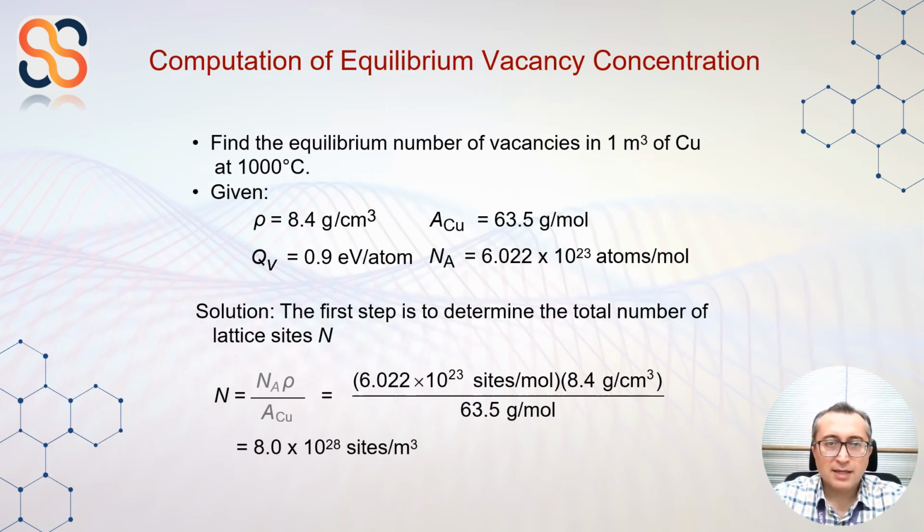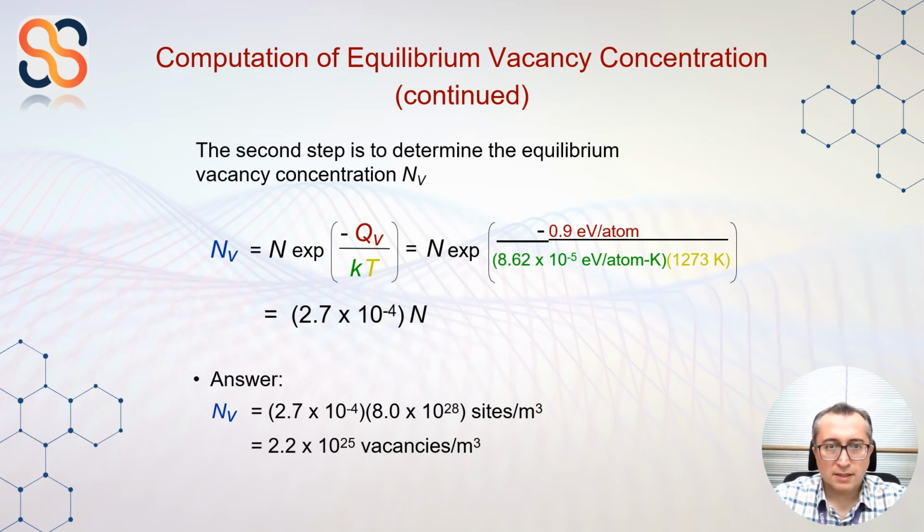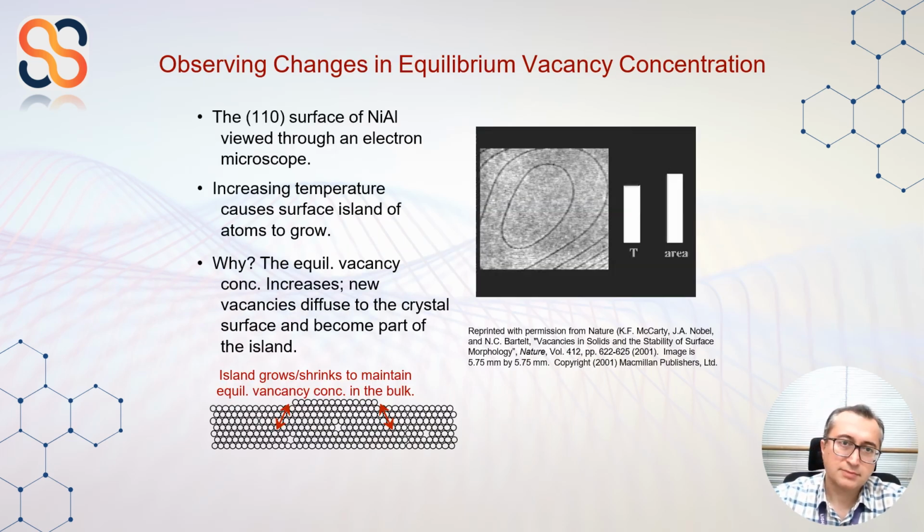All right, let's calculate the equilibrium number of vacancies. Now we move to the second step, where we look at how we can observe changes in equilibrium vacancy concentration, particularly in a material like NiAl.